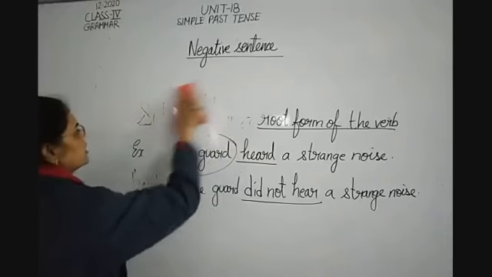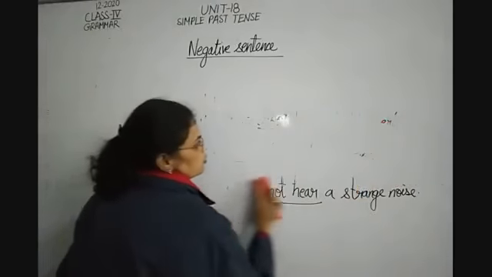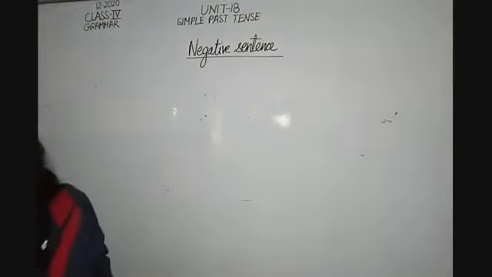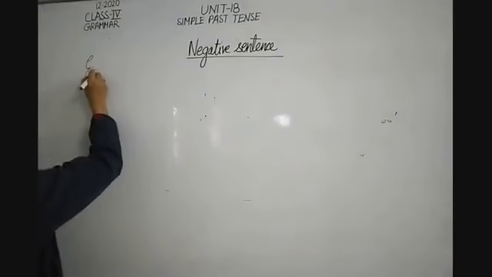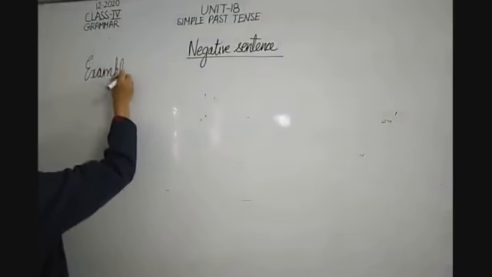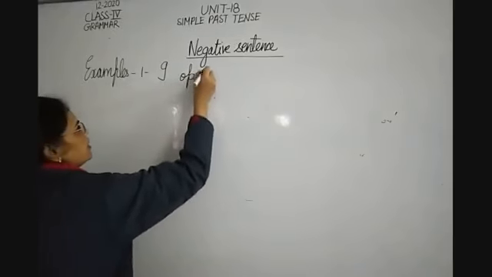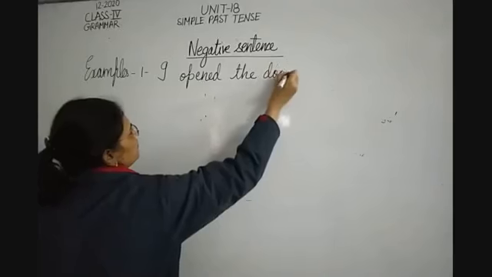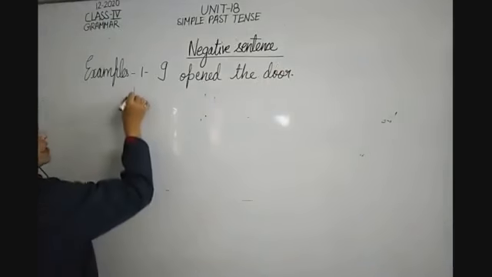Now I'll explain some more examples so that the concept becomes clear to you. Fine? How do we change a negative sentence? Now, examples. The first one. Let's say the sentence is "I opened the door." Fine. Now you are supposed to change this sentence into a negative sentence.